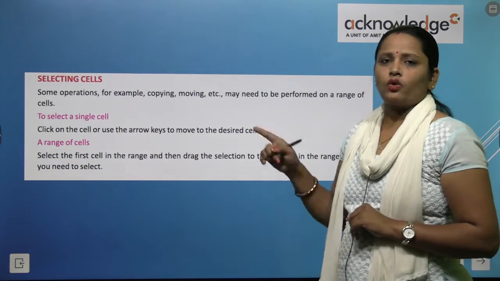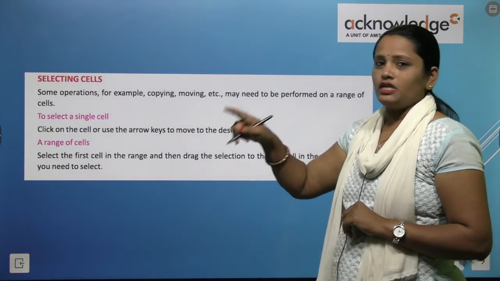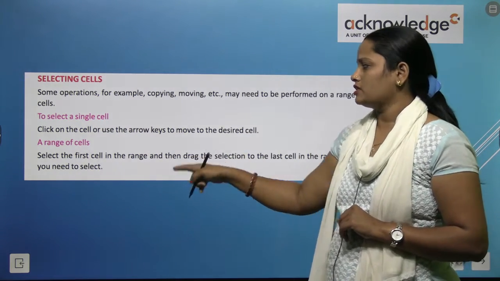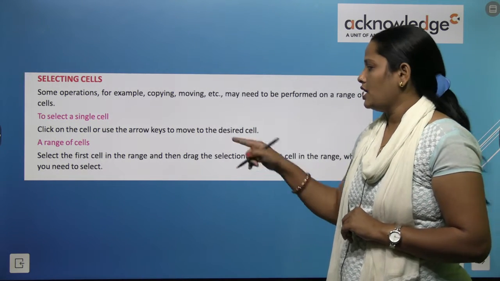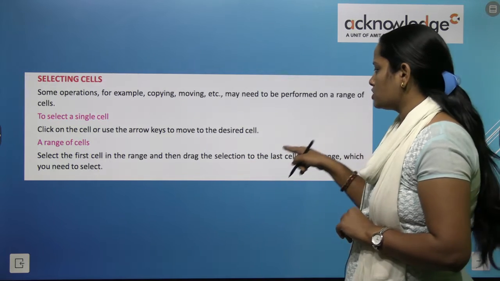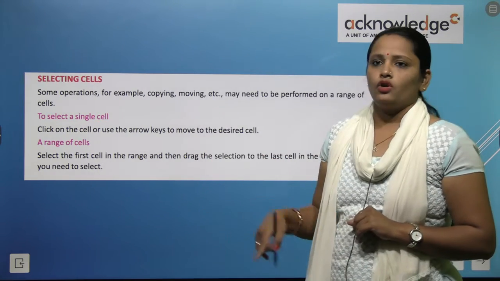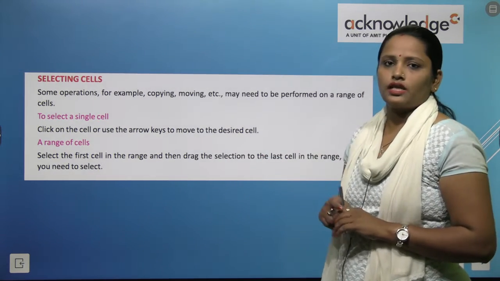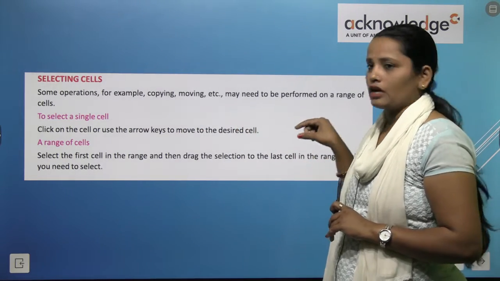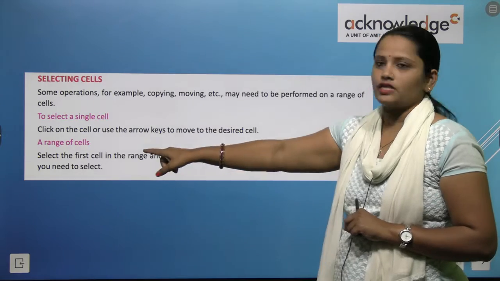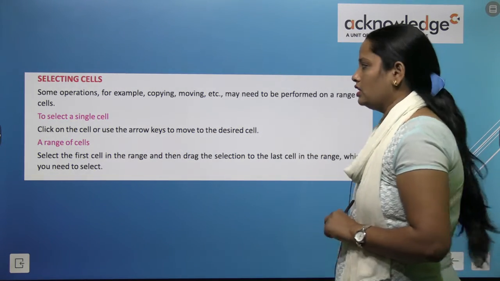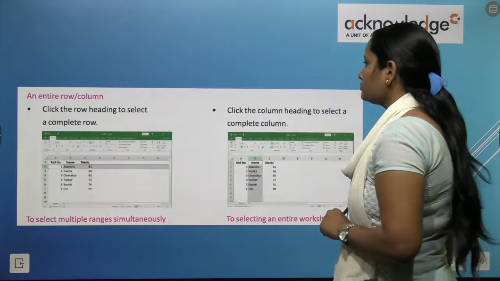A range of cells, how can we select a range of cells? A range means a group of cells. To select it, we select the first cell in the range and then drag the selection to the last cell in the range which we need to select. So whatever range I want, we have to drag our mouse pointer to that point. First we have to select the first cell and then drag the mouse pointer.